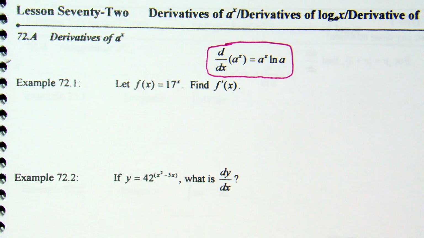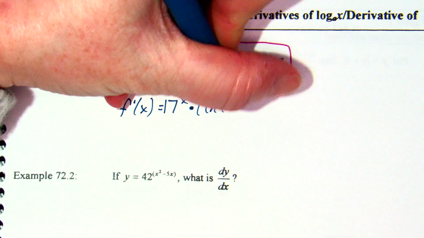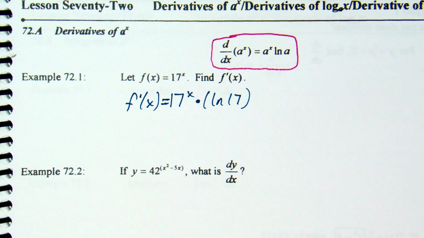Okay, so example 1. F of x equals 17 to the power of x. What is the derivative of 17 to the power of x? Now, the question becomes, how do we write it? And I don't know that there is a best way to write it. I just wrote it as 17 to the x times natural log of 17.